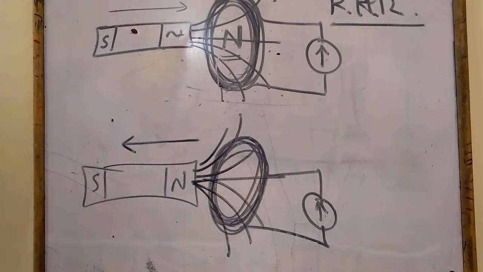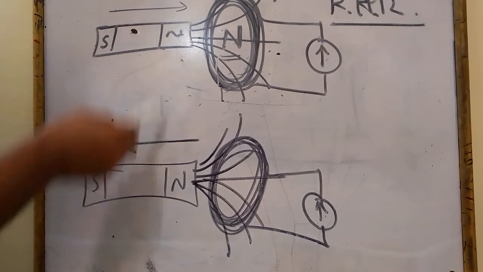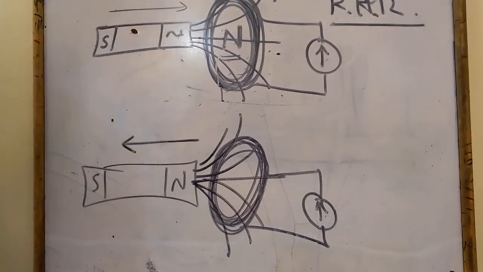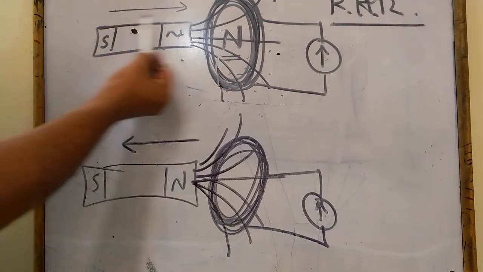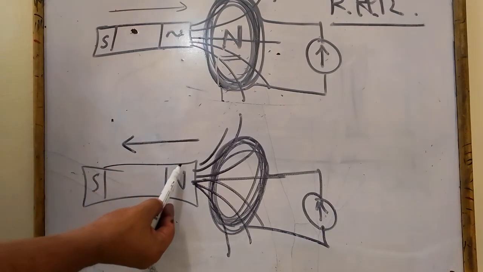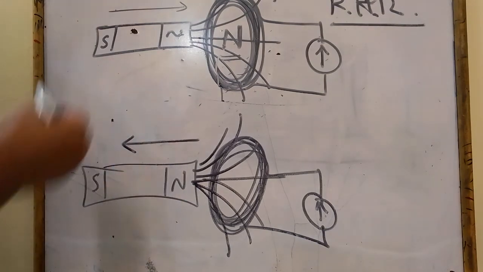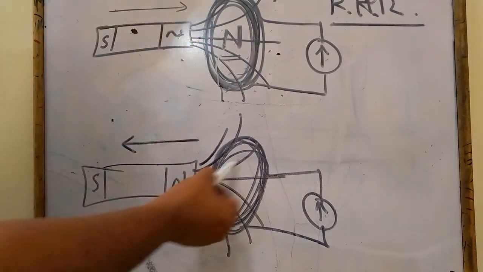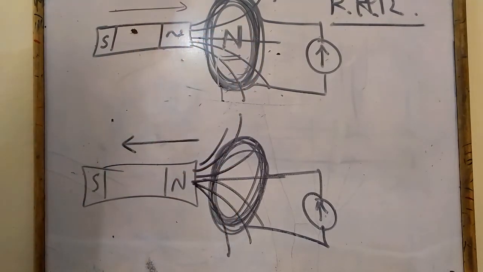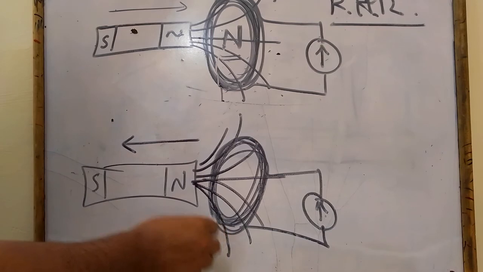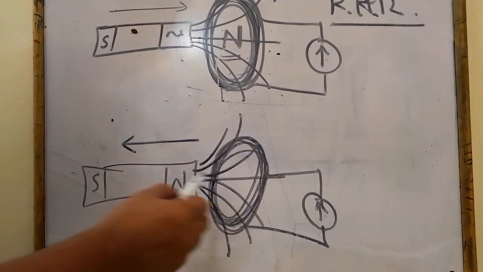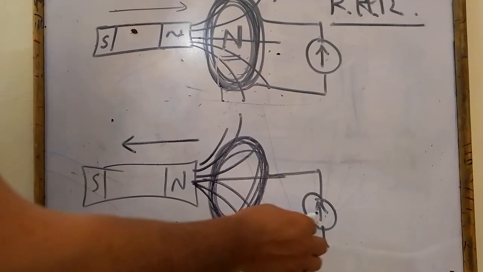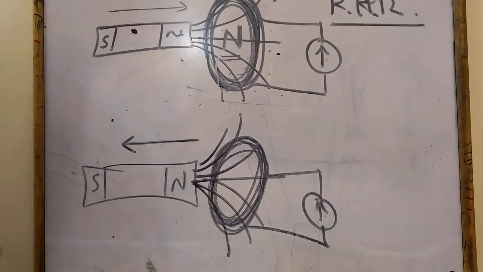Very simple. But this time, the direction of the bar magnet is opposite to the previous case. In the first case, we are moving the magnet towards the coil, but in the second part, we are taking the magnet away from the coil. Increasing flux, decreasing flux. This time again, an induced EMF and induced current will be produced in the coil, which can be seen by the deflection of the needle of the galvanometer.